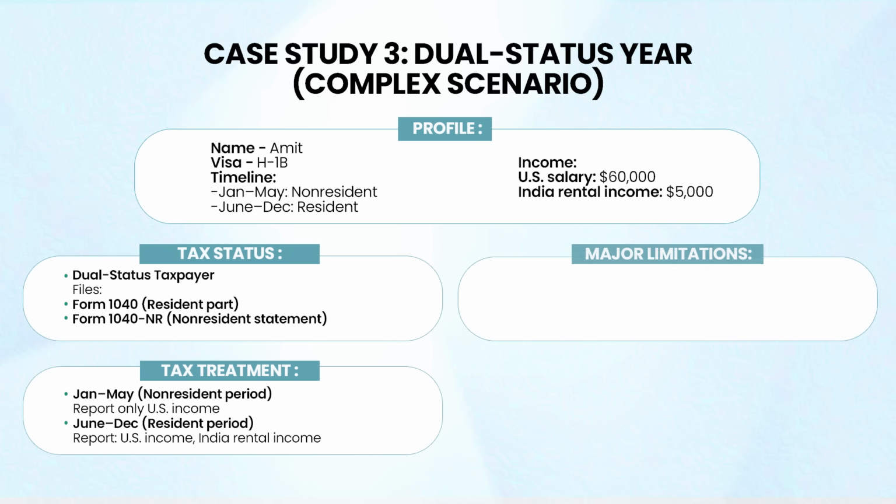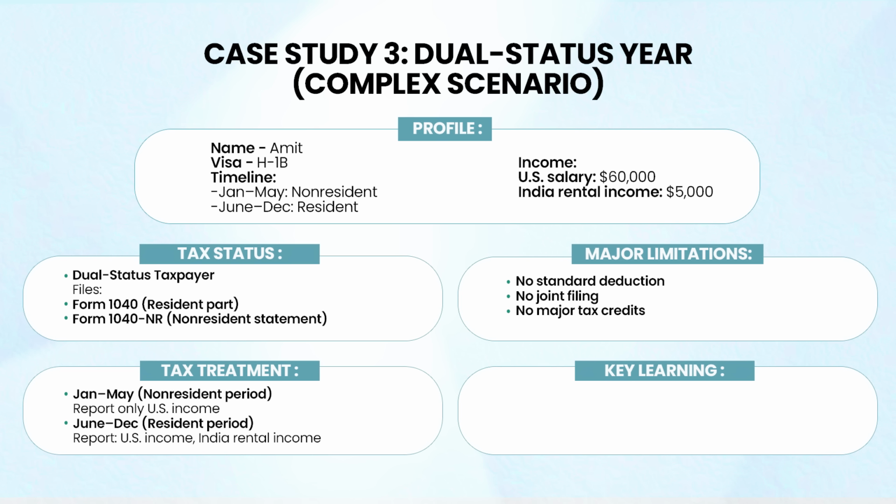Now let's look at the limitations that apply to Amit's case. Since he is a dual status taxpayer, he faces some significant restrictions. He cannot claim the standard deduction. He is also not allowed to file a joint tax return with a spouse. Additionally, he cannot claim most of the major tax credits that are normally available to full-year residents.